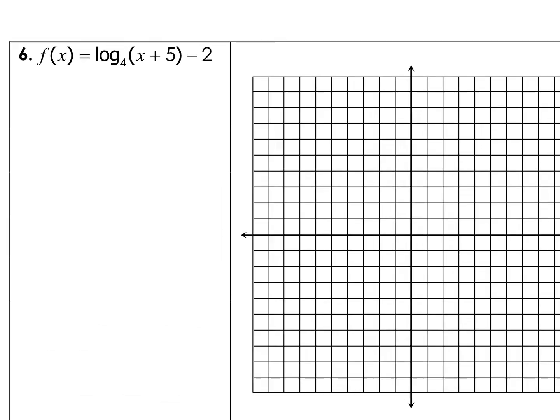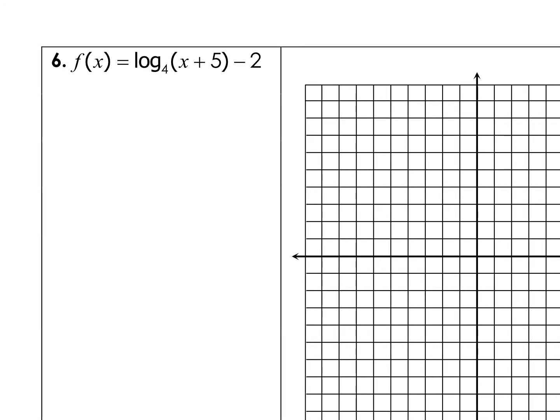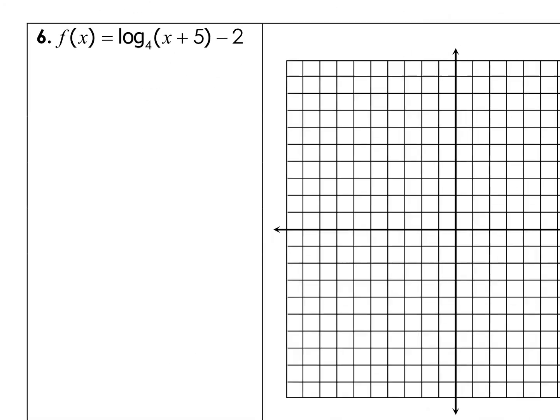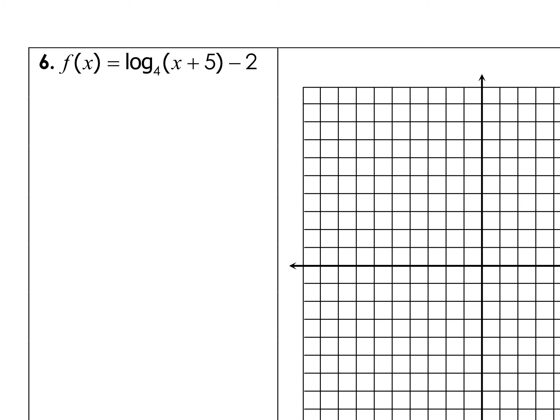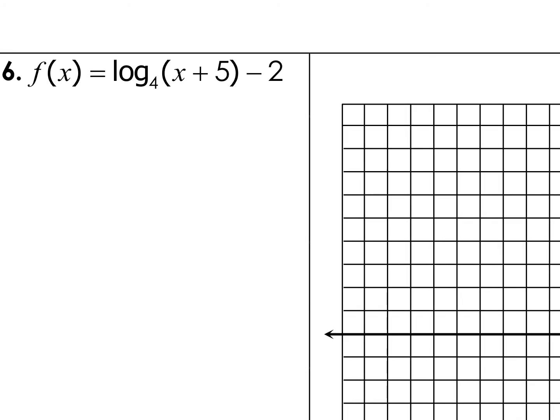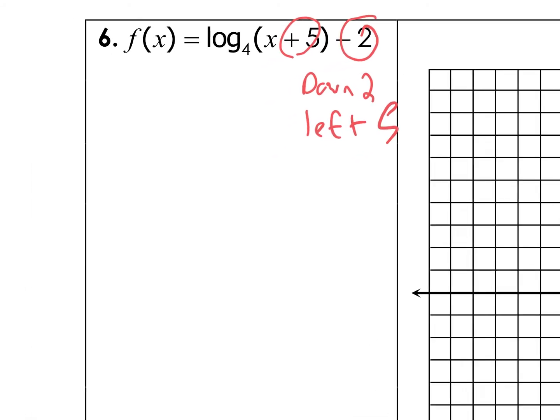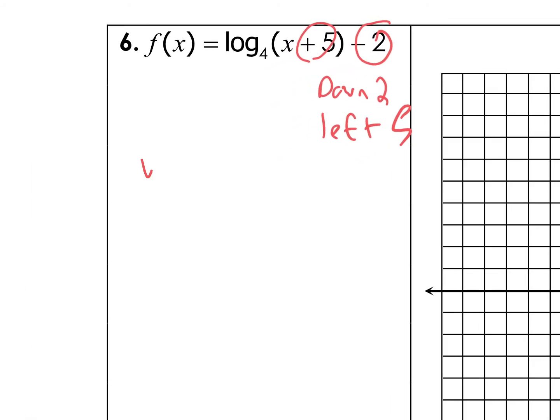Okay, I'm going to do one more because it uses 2 transformations also. And then I'm going to be done. I'll assign you the other problems. The transformations in this one are a shift down of 2 and a shift left of 5. Down 2, left 5. If you want to make your life easy, draw your parent first.